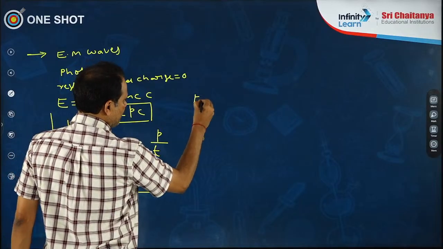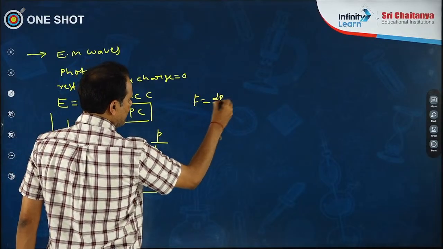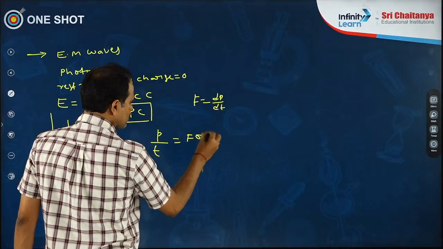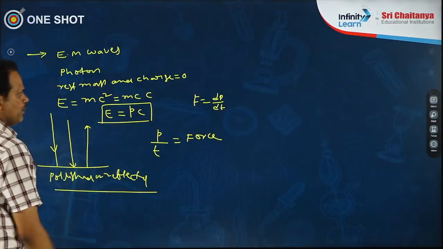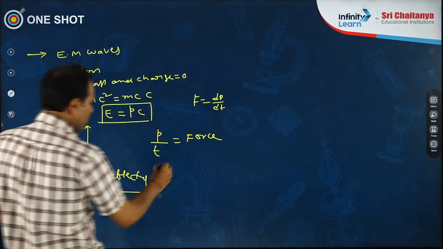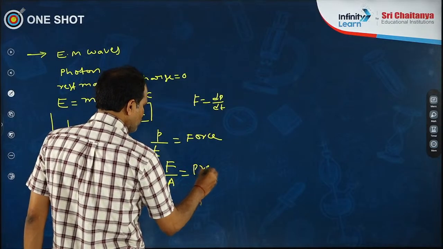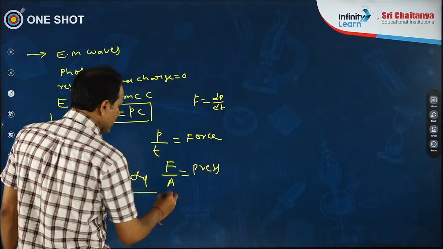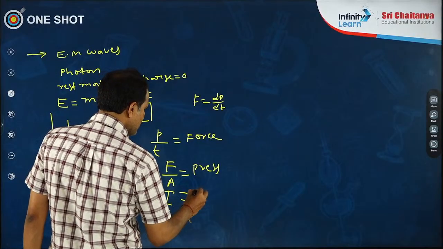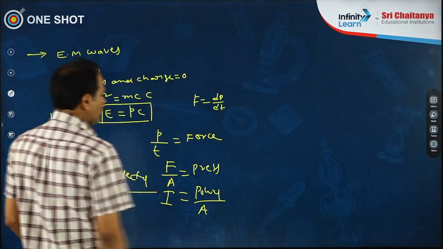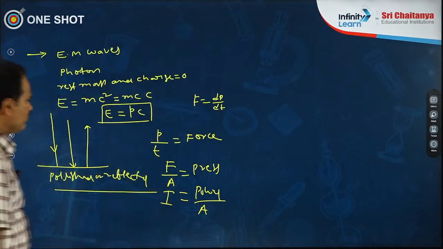Newton's second law: F is equal to dp by dt. Momentum carried per unit time is called force. But force per unit area is called pressure. And intensity can be written as power by area. Based on these formulas, directly we can write the following.